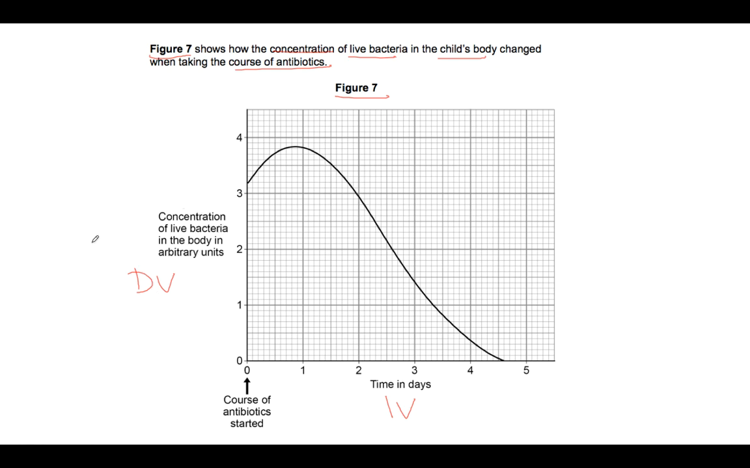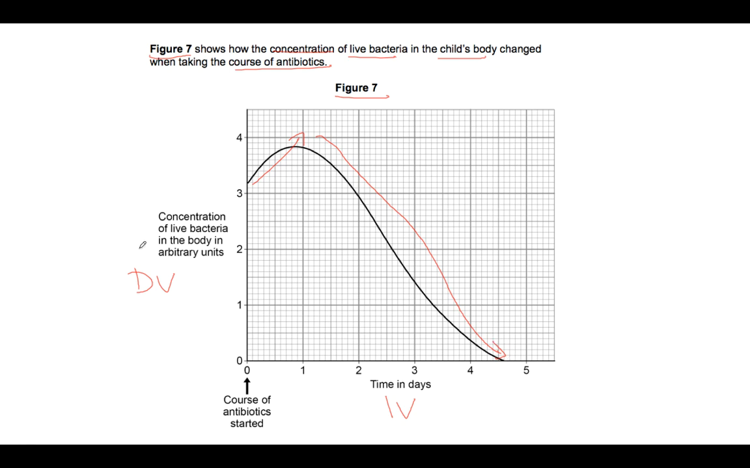So again, before we get into the series of questions, let's just briefly describe the trends and patterns that we can see. So the course of antibiotics is started here. For around a day, we see an increase in a number of bacteria. Then after 1 day, we see a steady decrease down to 0 bacteria just after 4.5 days, give or take.